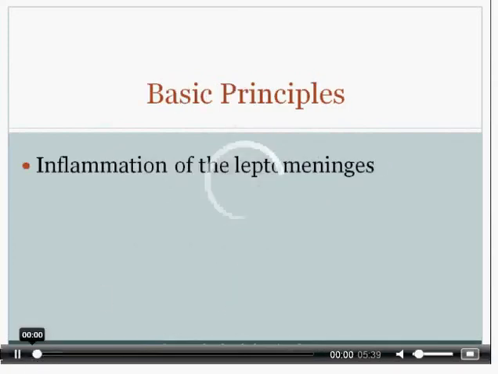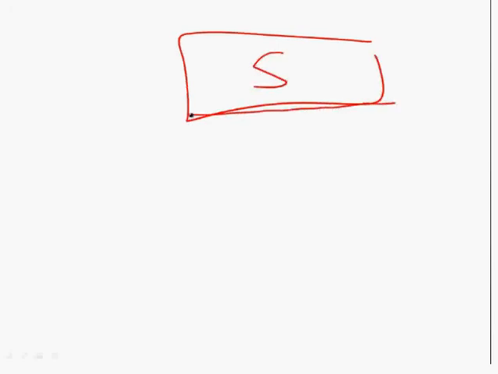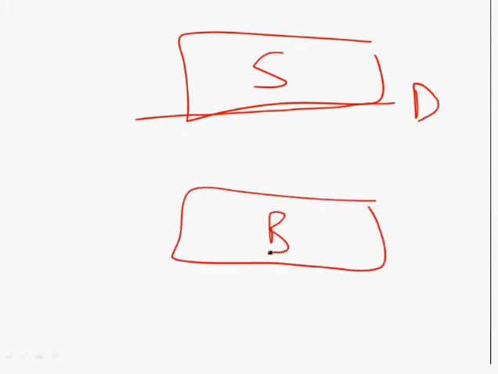Meningitis is inflammation. Moving on to meningitis, this is inflammation of the leptomeninges. In order to understand this, let's go back and remind ourselves that here is the skull, and tightly attached to the skull is a layer of the meninges called the dura, and then here is the brain, and tightly attached to the brain is a layer of the meninges called the pia.